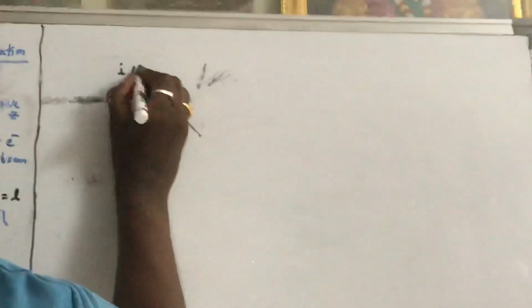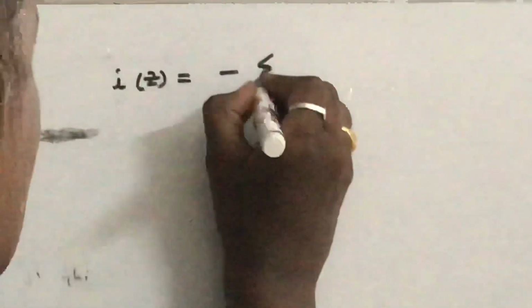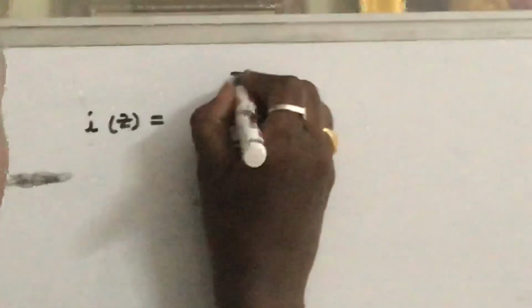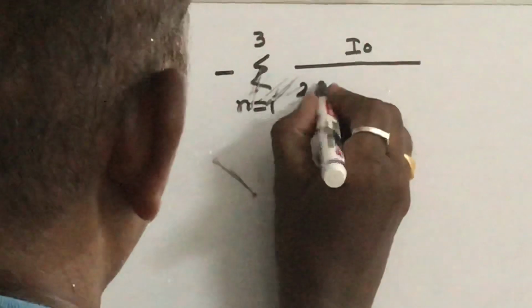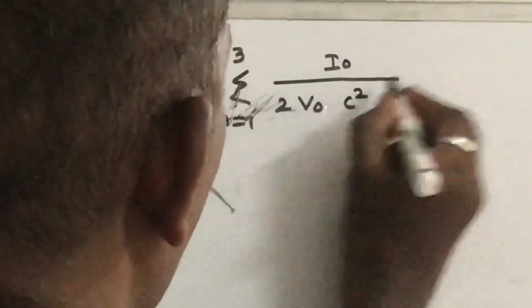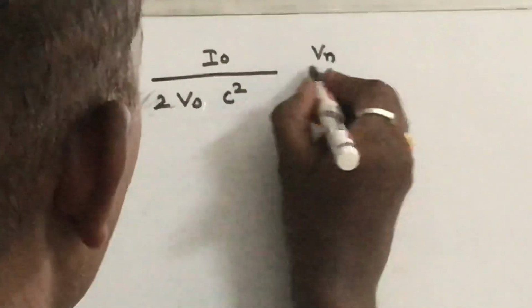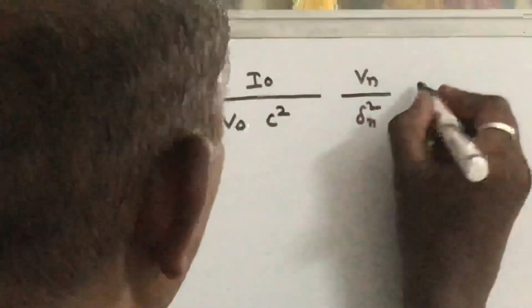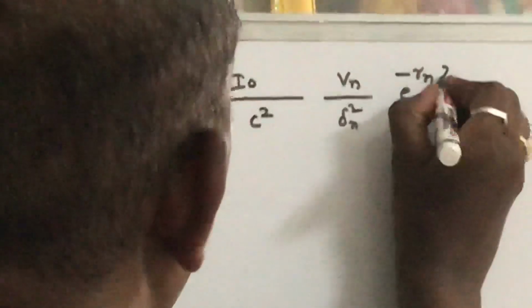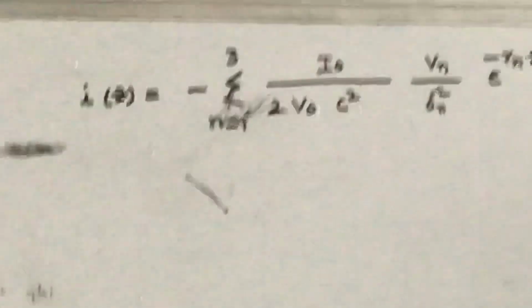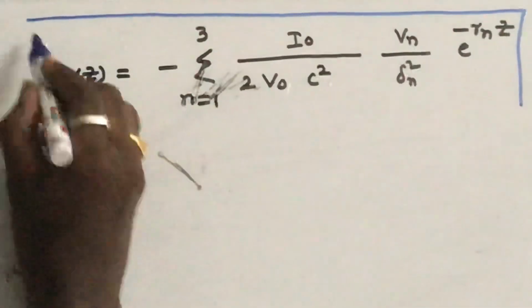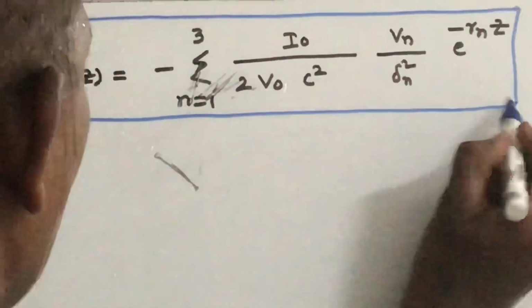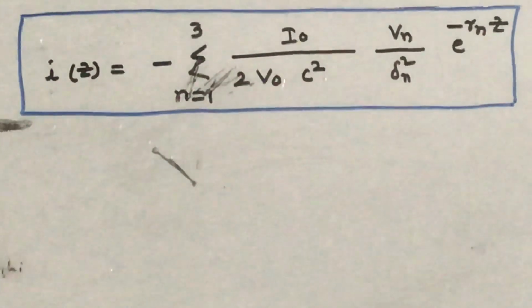I of Z is written as minus summation of n is equal to 1, 2, 3, I naught by 2 V naught into C square into Vn by del n square into e power minus gamma n into z. So this corresponds to 3 forward traveling waves. Summation n is equal to 1, 2, 3: there are 3 forward traveling waves. So n is equal to 1, 2, 3 corresponds to 3 forward traveling waves.